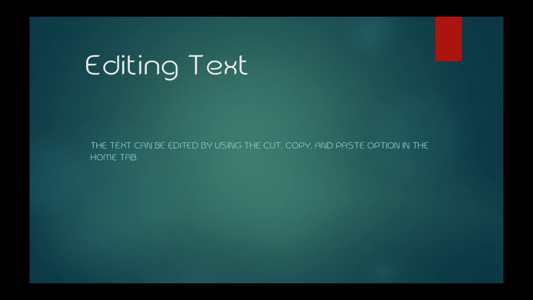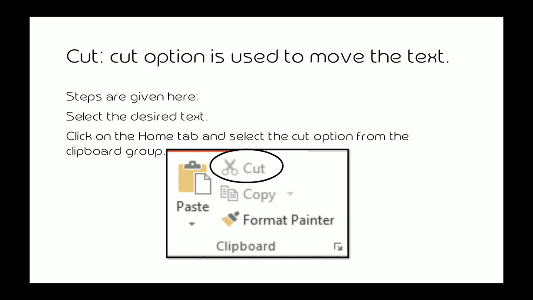Next one is editing text. The text can be edited by using the cut, copy and paste options in the home tab. Now you should know what the home tab is. Next one is the cut option. Cut option is used to move the text from one position to another. It is followed by the paste option to move the selected text to the new place. Steps are given here. Select the desired text, click on the Home tab and select the cut option from the clipboard group. Whatever you are editing in MS Word 2010, first of all you have to select the text.